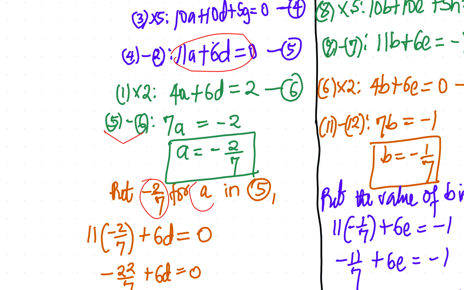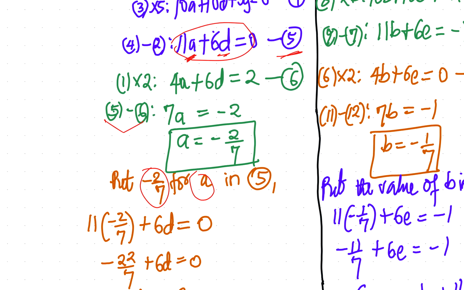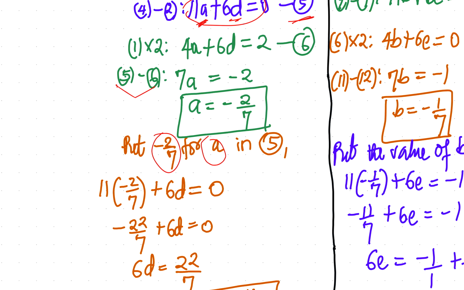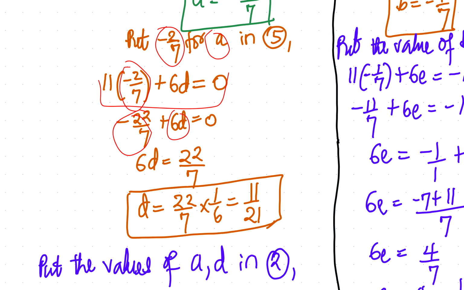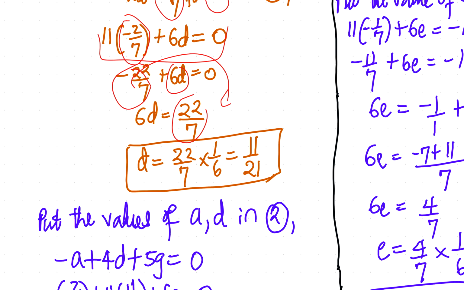I put 2 over 7 here, so I can get D. So equation 5 is 11a plus 6d equals 0. Now a is minus 2 over 7. So I have 11 times minus 2 over 7, that's minus 22 over 7 plus 6d equals 0. So I transfer this to the other side. So 6d is 22 over 7. That means that D is 22 over 7 times 1 over 6. It's more like dividing both sides by 6.